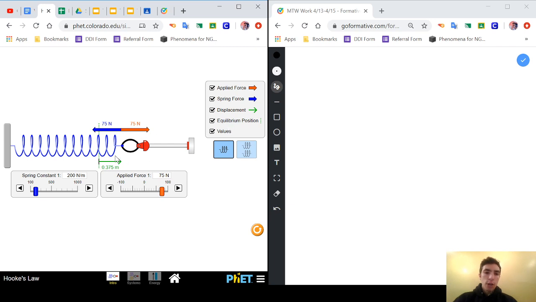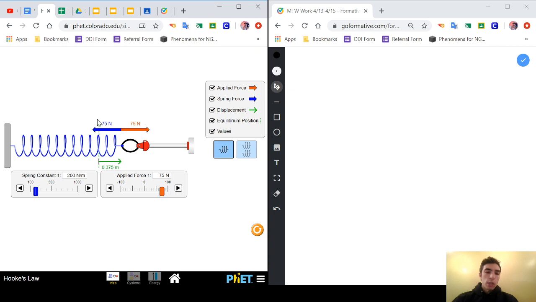Then this green arrow down here, that shows our displacement. So right now, when I exert a 75 Newton force on a spring, and I'll talk about this in a second, with a spring constant of 200 newtons per meter, we have this displacement of 0.375 meters. Then this last box that we've clicked, besides just these values being shown, is our equilibrium position.